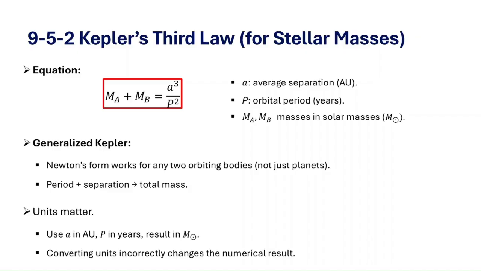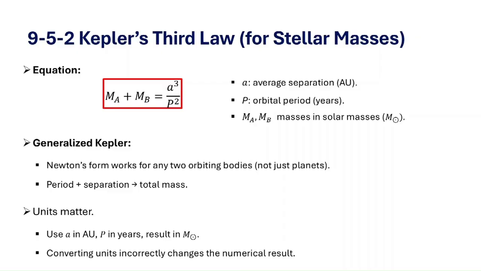Now here's the catch. The equation only works cleanly if we use the correct units. Separation in astronomical units, period in years, and then the answer comes out in solar masses. But if we mix units, say kilometers instead of AU or days instead of years, we would have to add messy conversion factors. And that's why astronomers always translate observations into these standard units first. So in short, Kepler's law gives us the recipe: orbital size and period in, total stellar mass out.